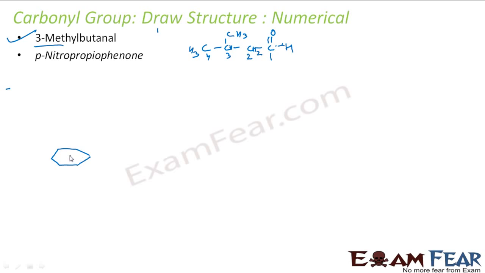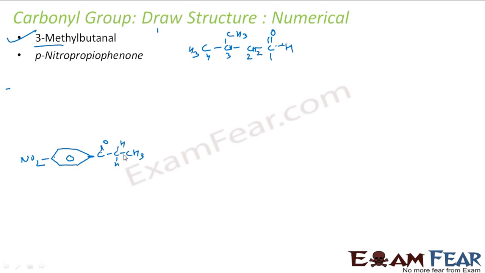This is my benzyl. At para I have a nitro. This is the propiophenone. So meth, eth, prop. This is the propiophenone. And at para I have a nitro. This is my para position. Let me add a nitro group here. So this is my structure. I can add hydrogens.